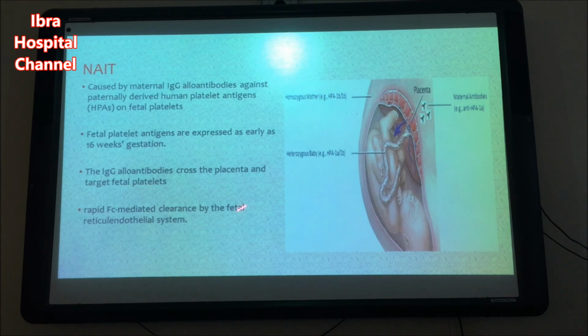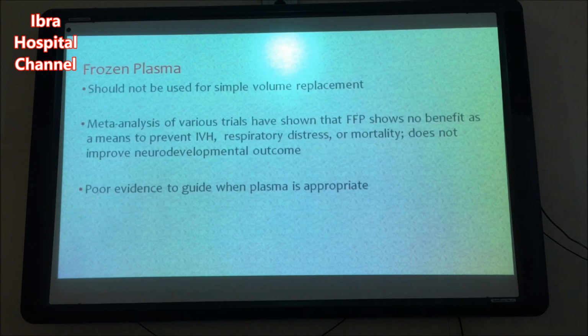However, the management should be targeting the antibodies, and also if there is risk of bleeding, platelet transfusions, but it needs a specific type of platelets. I will not go into details, as I think it's outside the scope of today's presentation.